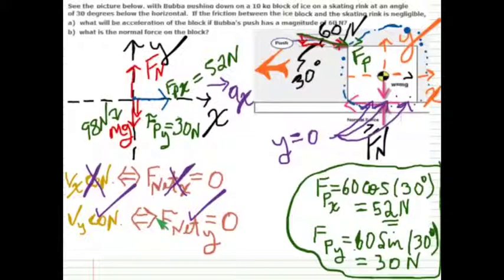This means that the net force along the y-axis must be 0, or all the y-axis forces are balanced. This says that the normal force, which is positive, must be balanced by the y component of the push, the 30 newtons that is down, as well as the 98 newton weight force.